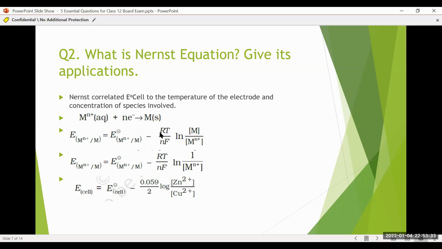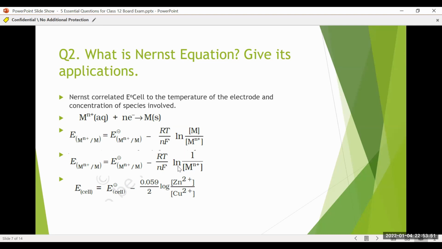R is a gas constant, T is the temperature in Kelvin scale, n is the number of electrons accepted in this process, and F is the Faraday of charge flowing into this electrode. Let's come to this.